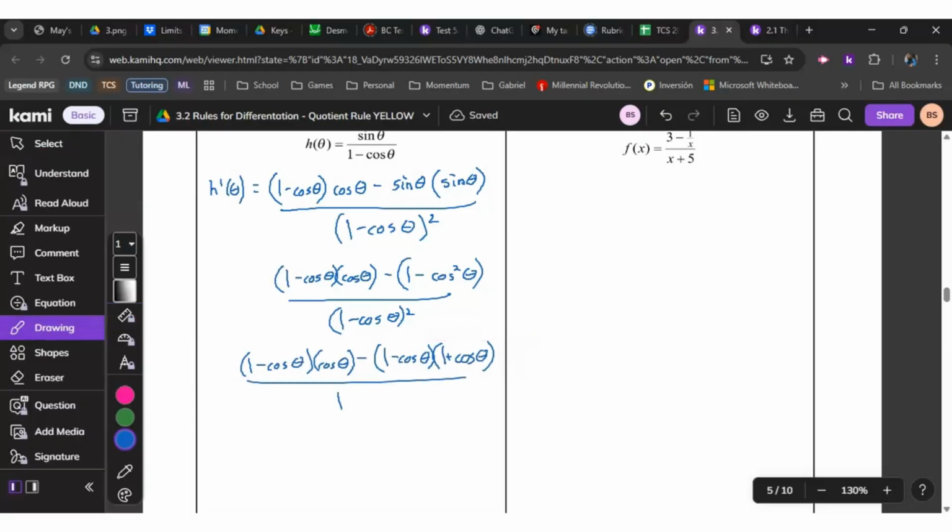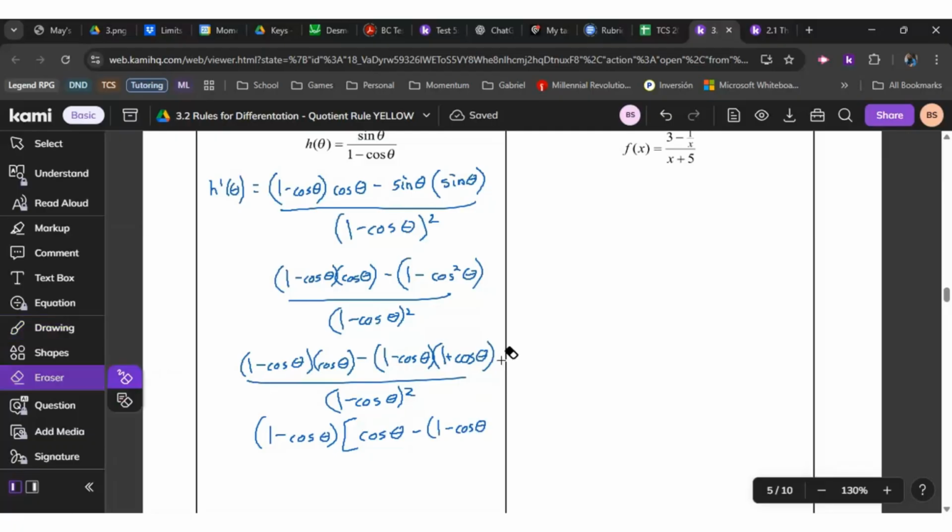All over 1 minus cos theta squared. What's the common factor? 1 minus cos theta. So let's write it the long way just in case you're not seeing it. Okay? I'm going to pull that out. I'd get cos theta minus... oops, it should be 1.